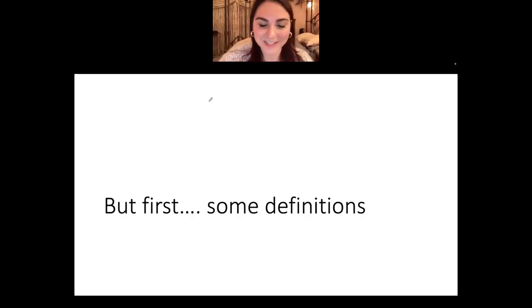All right, more definitions. Don't we love definitions? I'm so sorry. I hate doing PowerPoints like this, where it's just a bunch of words on a slide.